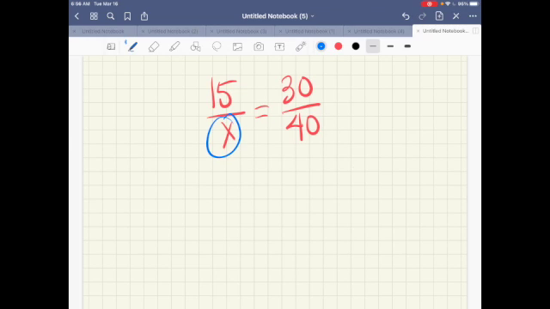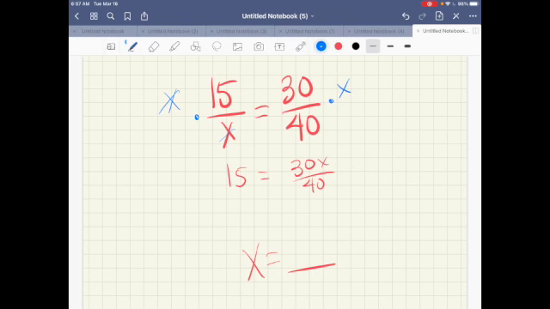X is a number, right? In the end, we're going to get this: x equals a number, which means x is something that we can multiply by. We just don't know what that number is just yet, which is okay. So we're going to multiply both sides by x. Those cancel out, and we get 15 equals 30x divided by 40. Then we would multiply both sides by 40.